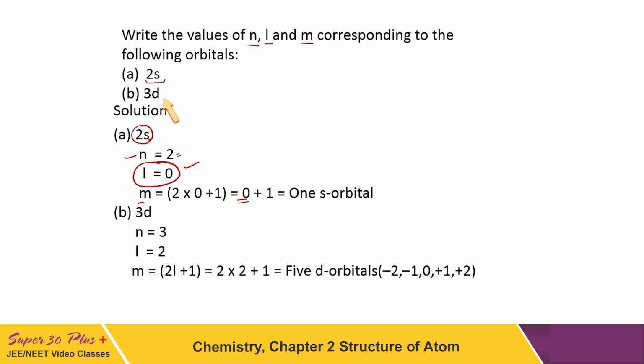Yes, but about 3D. If I say 3D, it means n is equal to 3, the third shell. In this third shell, D means the azimuthal quantum number is 2. And if azimuthal is 2, students, there will be 5 possible values of m. Minus 2, minus 1, 0, plus 1 and plus 2. Alright, so there are 5 possible values of the magnetic quantum number.